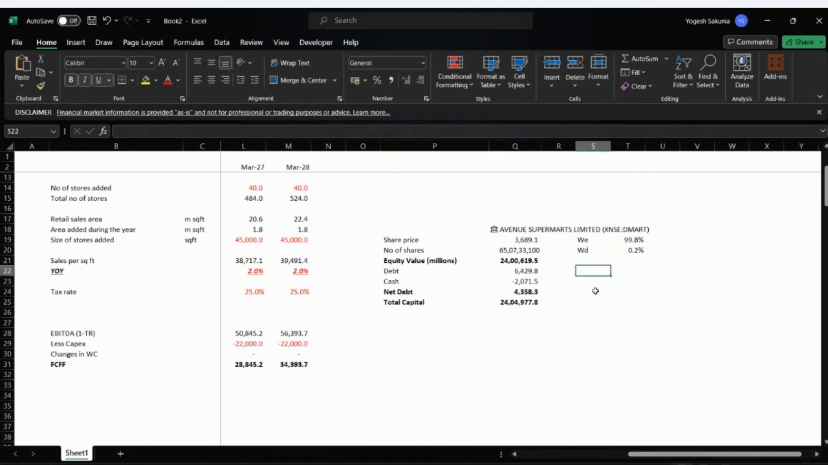Now, apart from this, we need also things like cost of equity. So cost of equity is basically risk-free rate. Right? Then we need beta. And then risk premium. Right? So to get to the cost of equity.